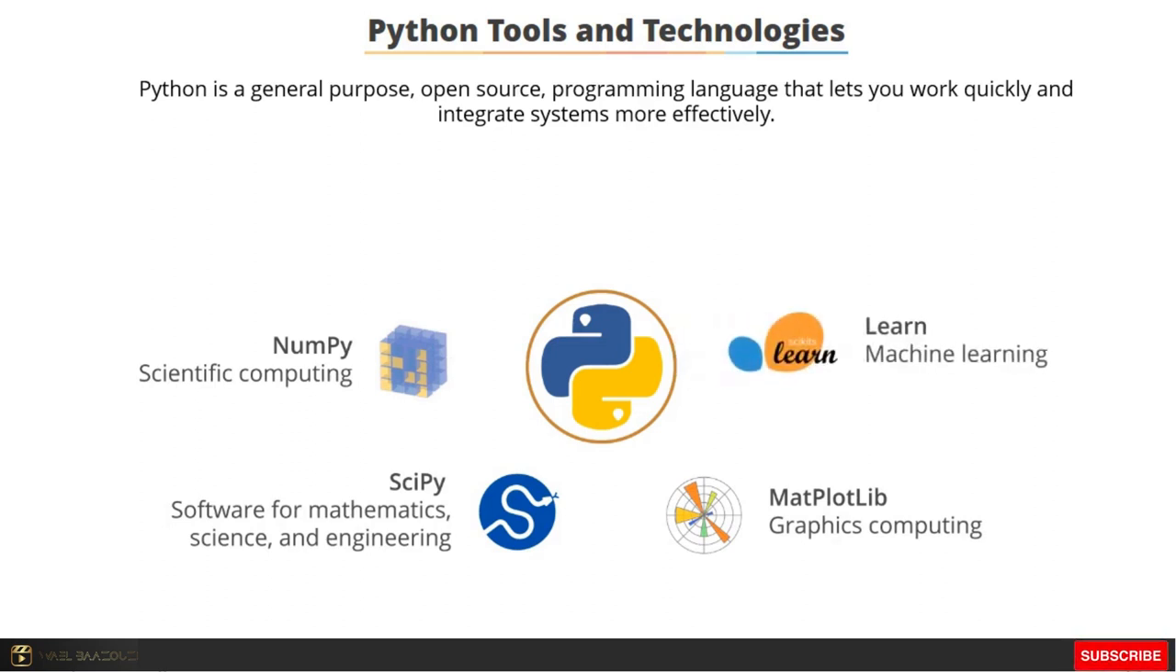Scikit-learn is built on NumPy, SciPy, and Matplotlib for data mining and data analysis. Pandas is a library providing high-performance, easy-to-use data structures and data analysis tools for Python. All these libraries, modules, and packages are open source, and hence using them is convenient and easy.